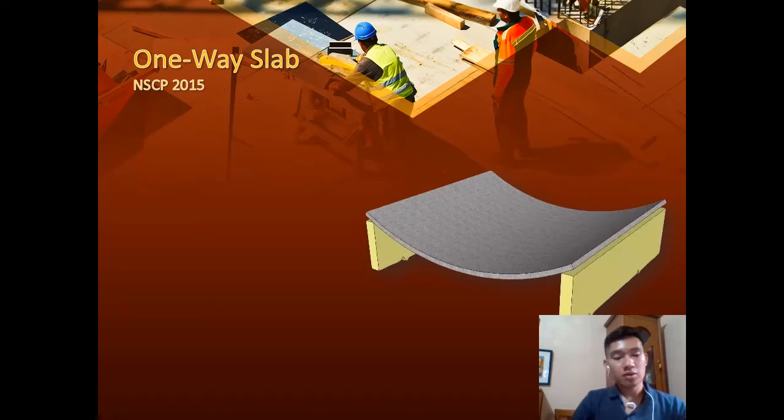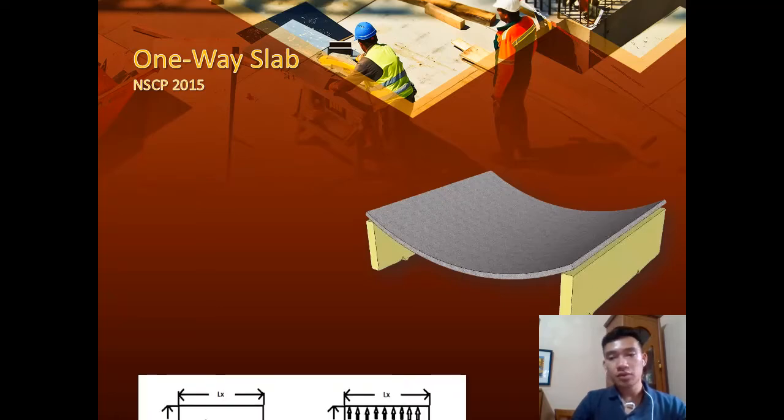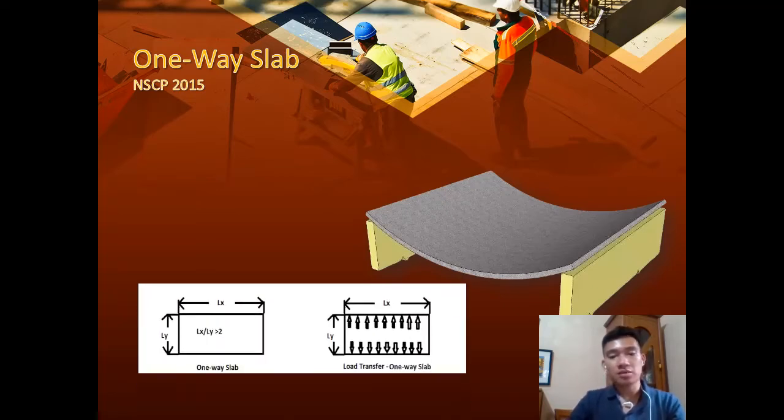A one-way slab is when you take the long side divided by the short side, and the result is less than or equal to 2, and that is automatically a one-way slab. So, that is it.